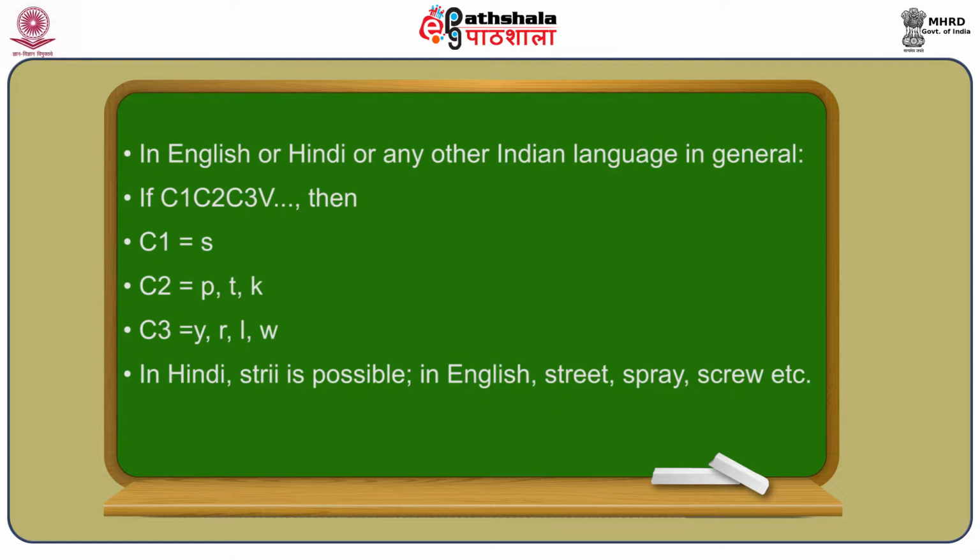If you look at English words like strike, spray, splash, squash, screw, and street, you will notice, very interestingly, that the English language and all Indian languages have the following rule: if there is a structure like C1, C2, C3, V, that means three consonantal sounds before a vocalic sound, then C1 has to be an S, nothing else. It can't be anything else.